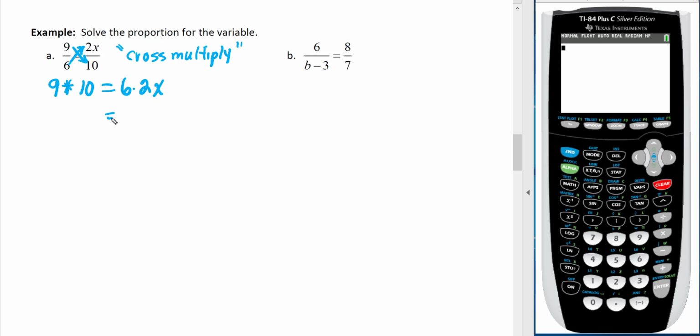Now let's work downwards. 9 times 10 is 90. Equals, then 6 times 2x on the right hand side is 12x. So this becomes our equation, 90 equals 12x. To get x by itself, remember 12 times x. To undo multiplication, we divide by 12. On our calculator, take 90 divided by 12. And our answer is 7.5. So we can write it as x equals 7.5.